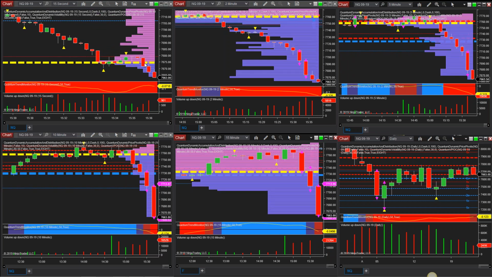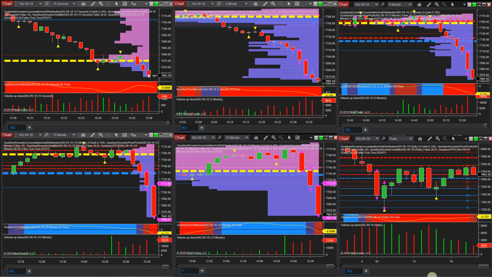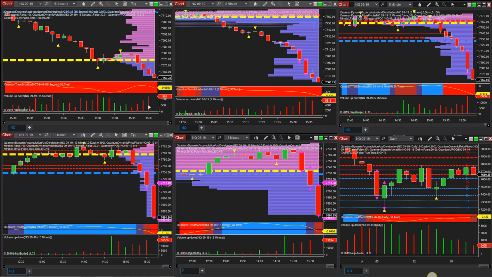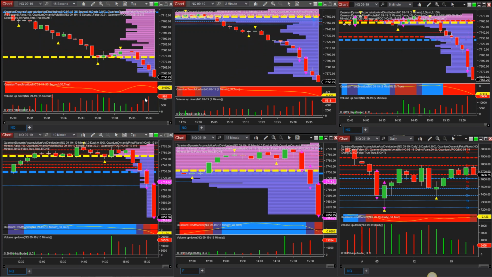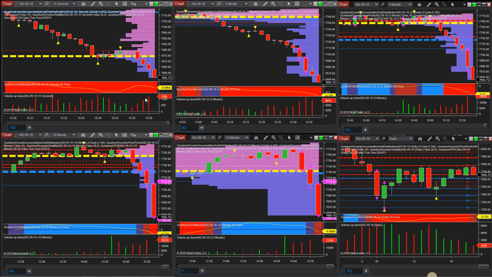Minor congestion, we're at the VPOC on 15-second. We've now got rising volume and a falling market again, so that's good. Another one popped in there, that's brilliant. Just confirming the strength of the move. Lots of heavy selling going on. It's all down, down, down, down, down.